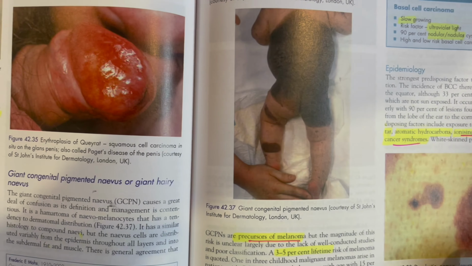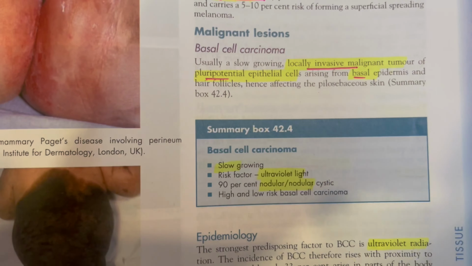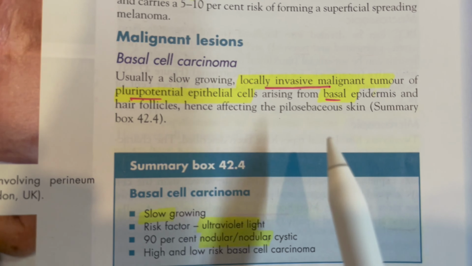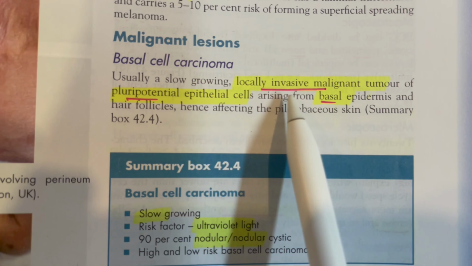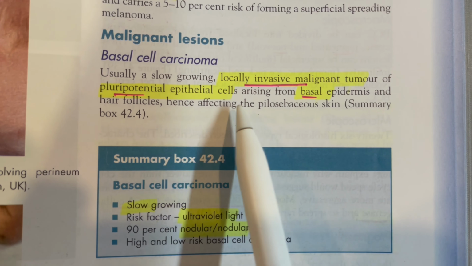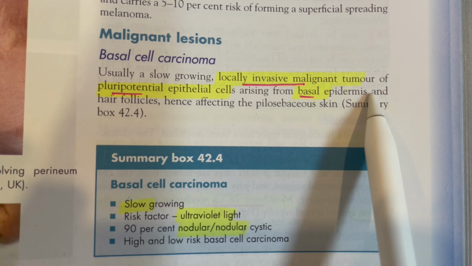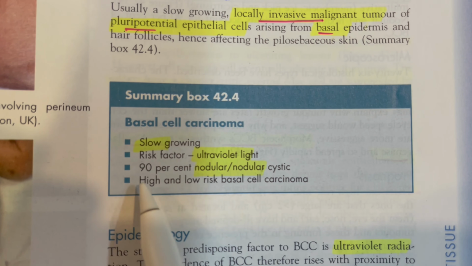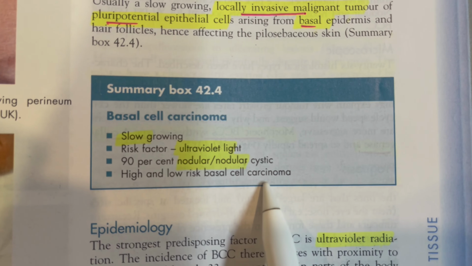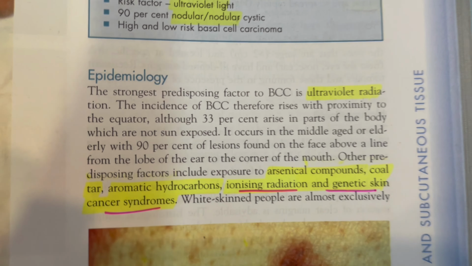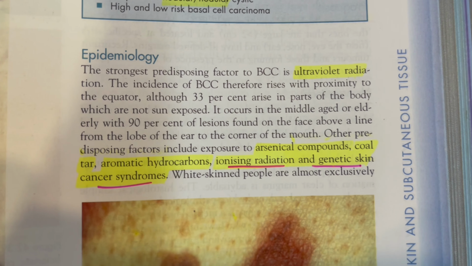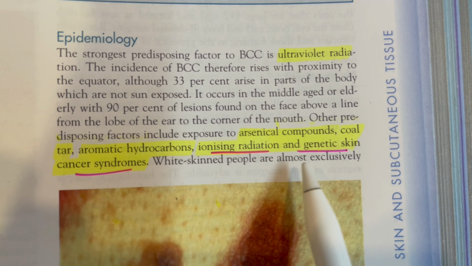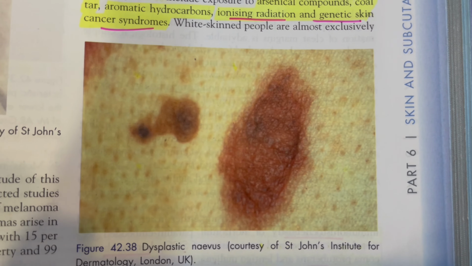Now you have to think of malignant lesions. The stations are coming for basal cell carcinoma. The basic pathology you have to understand is a very slow growing, locally invasive malignant tumor of pluripotent epithelial cells arising from the basal epidermis. 90% are nodular, nodulocystic. Risk factors are sun exposed areas, ultraviolet radiation, exposure to aromatic hydrocarbons, ionizing radiation, and genetic skin conditions. This is the dysplastic nevus.